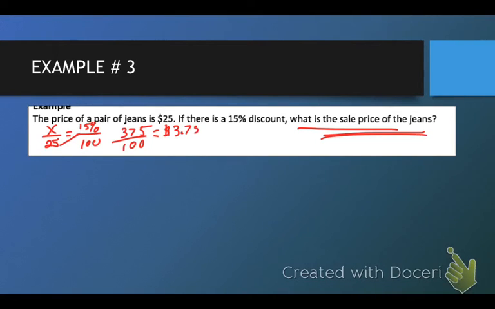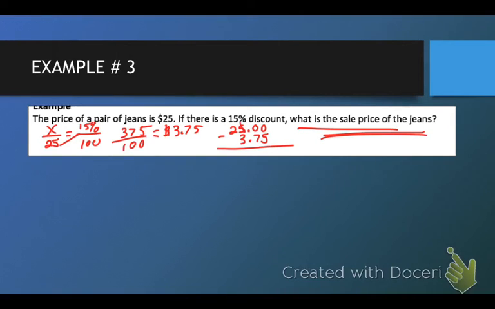375 divided by 100 gives us $3.75. But that is not the answer that we want. That is just how much the discount is worth. In order to find out the actual sale price of the jeans, we need to subtract. So we have $25, and we're going to subtract $3.75. Remember to line up your decimal points.